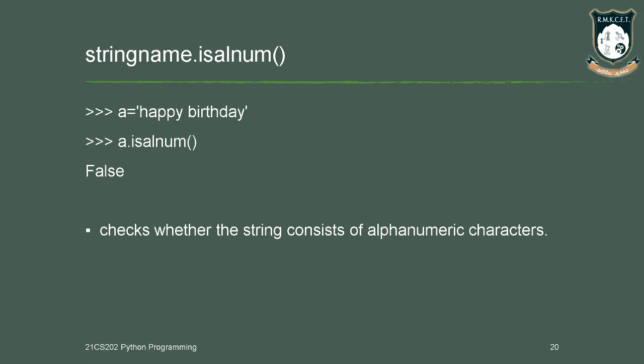Next is alphanumeric. It will be checking whether the string contains alphabetic characters and numerical values. But here we don't have any numerical values. Next is digit. It will check whether the string contains only digits. But in this string we don't have any digits or numerics. Next is space. It checks whether the string contains only spaces, or whether it is an empty string. That will be checked here, but here we have some characters and a single white space, so it is returning the result as false.